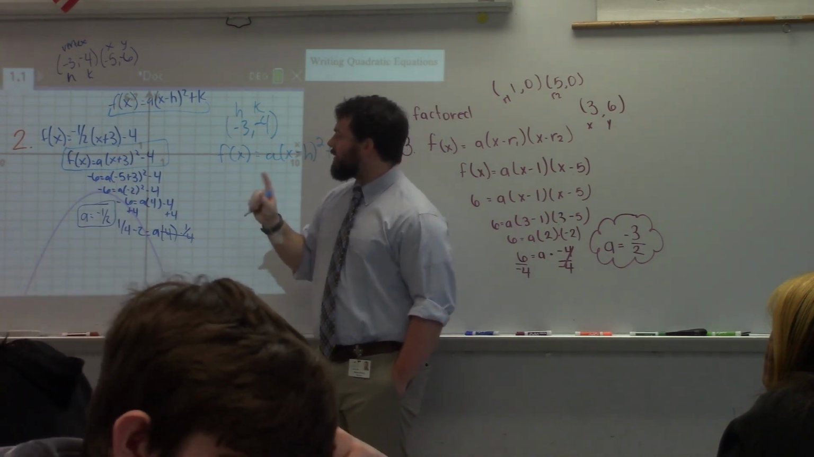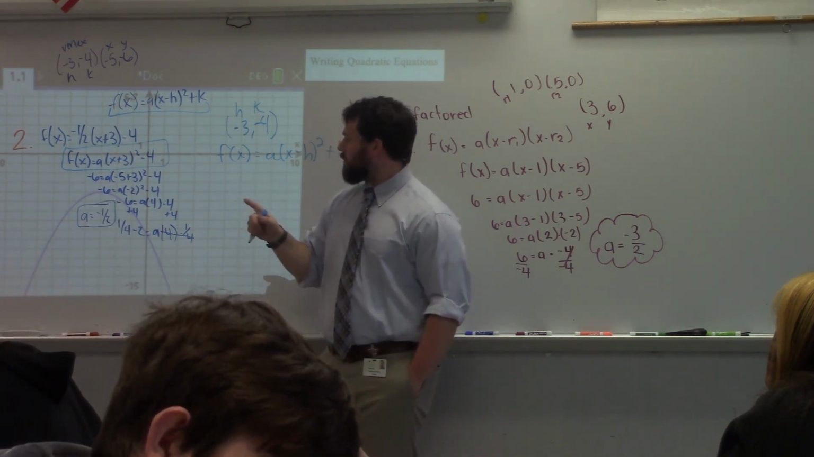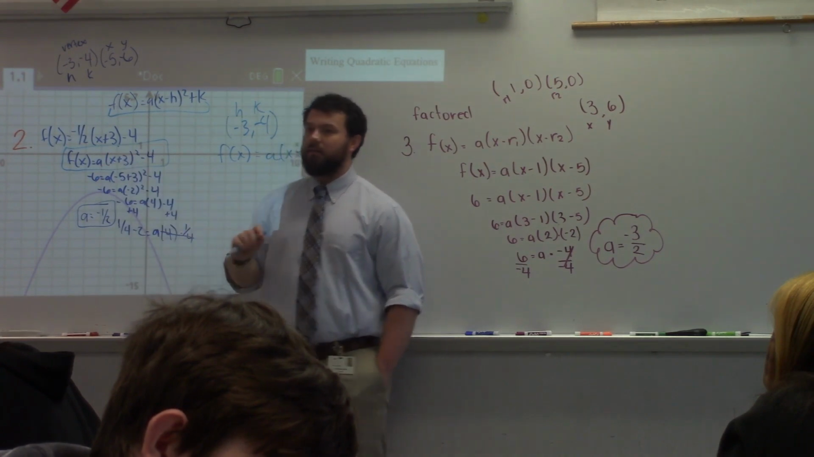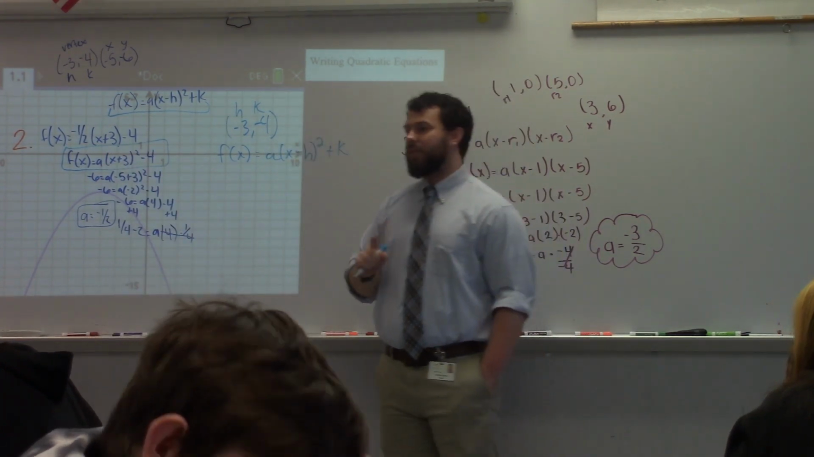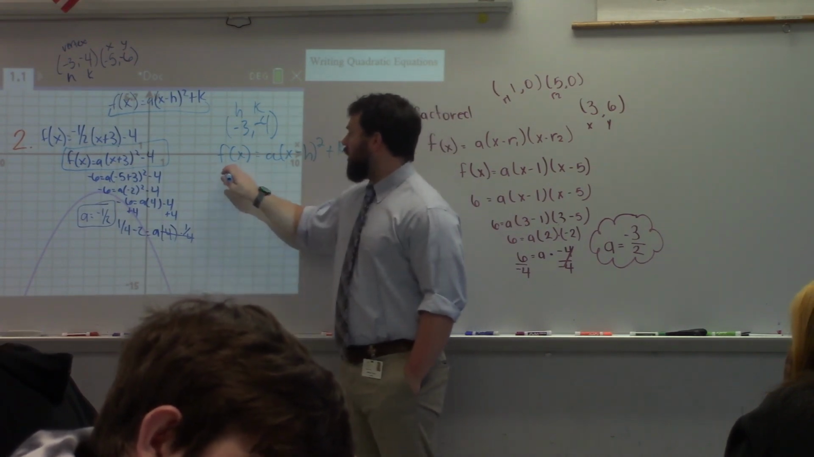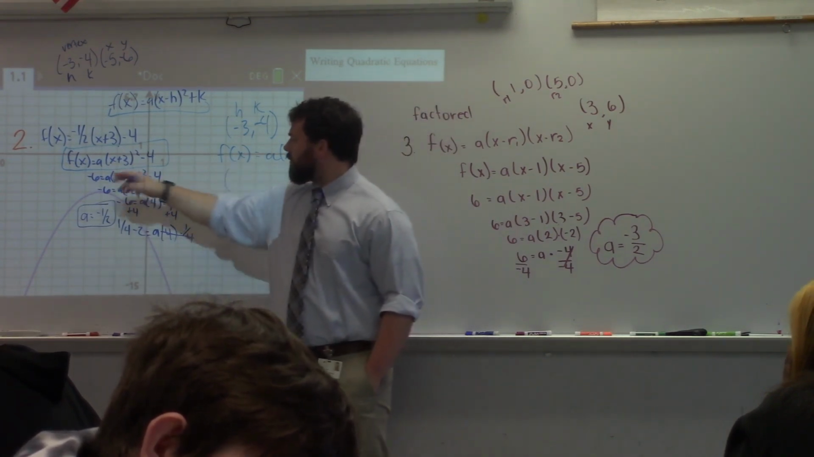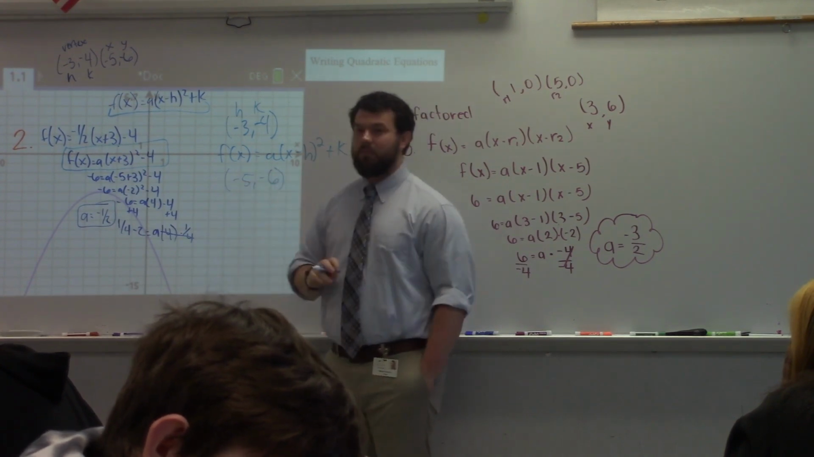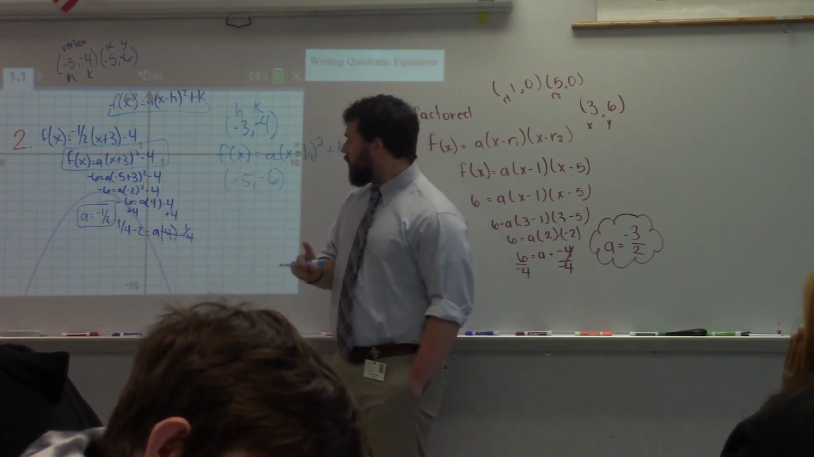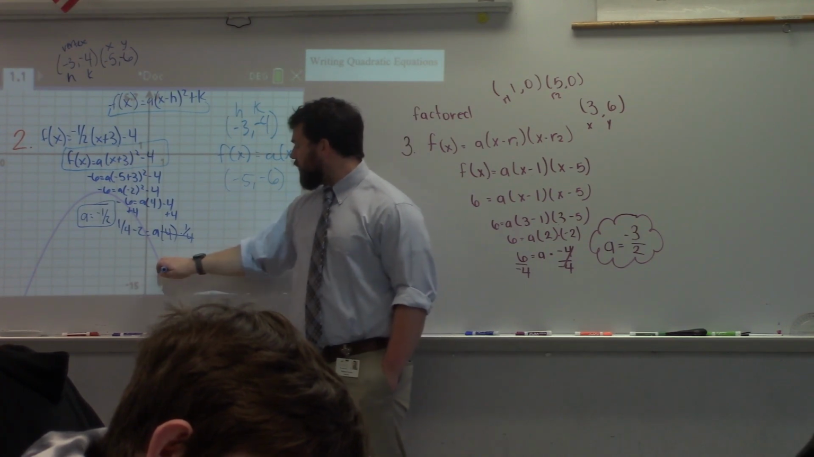But what do we still not know? Our a. We have to figure that out. So we need another what? Point. We have to have another point to be able to figure that out. And so what point did they use? -5, -6. Is that the only option? Anywhere that we have a clear point, you could have used it.